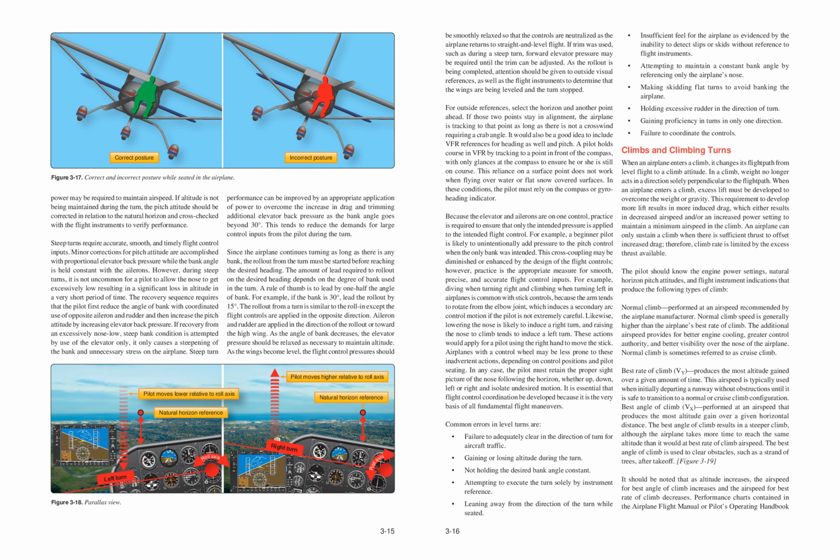Since the airplane continues turning as long as there is any bank, the rollout from the turn must be started before reaching the desired heading. The amount of lead required to roll out on the desired heading depends on the degree of bank used in the turn. A rule of thumb is to lead by 1/2 the angle of bank. For example, if the bank is 30 degrees, lead the rollout by 15 degrees.